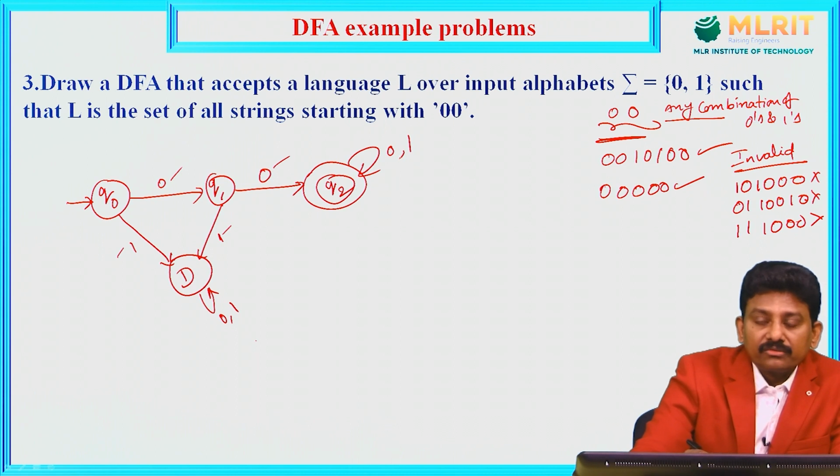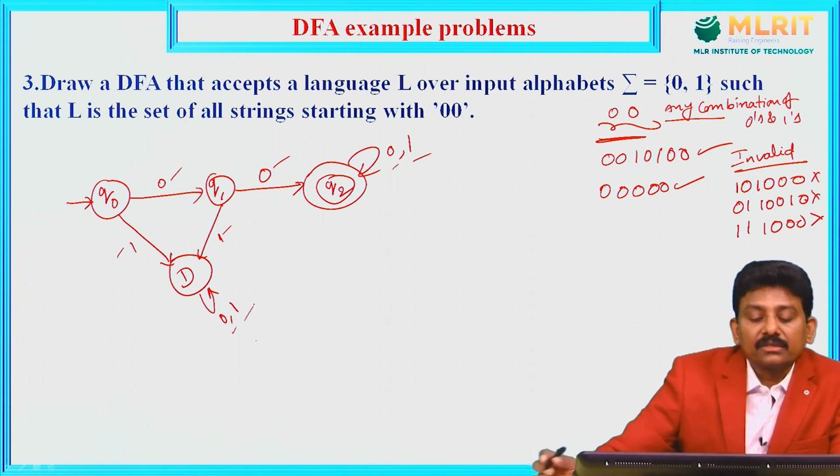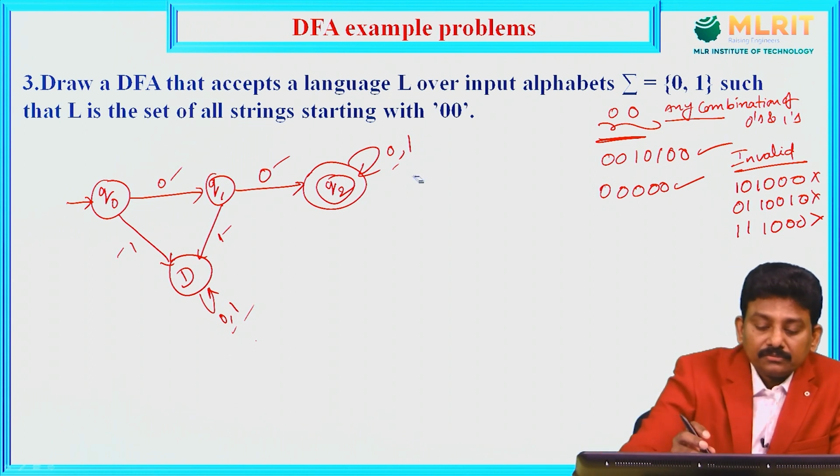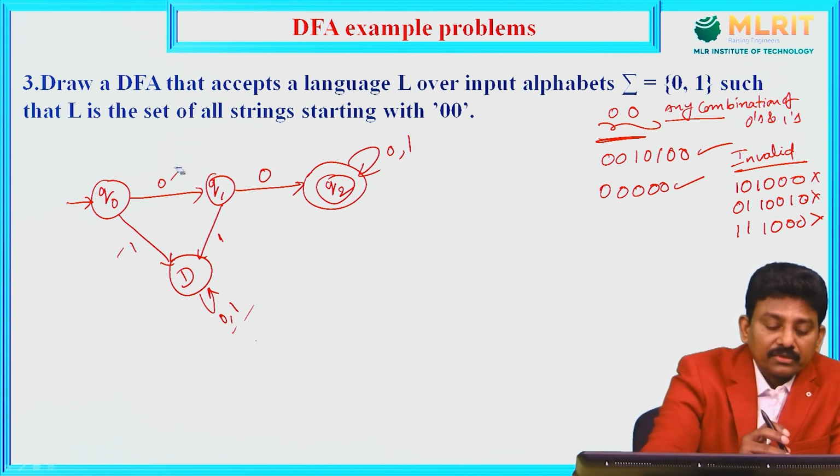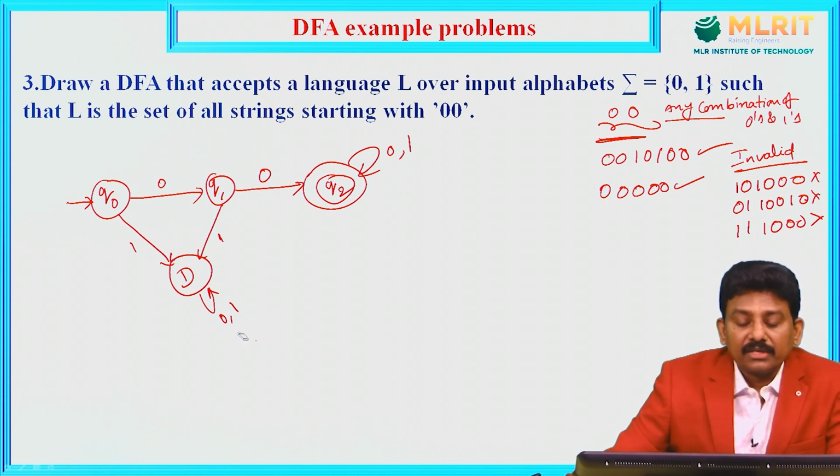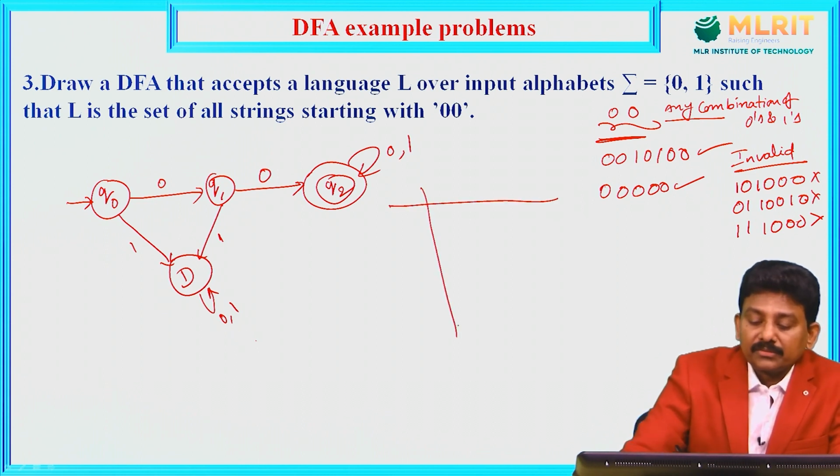For Q2, define transition for 0 and 1. For the dead state, we also define the transition for 0 and 1. So, this is the DFA diagram for the language over input alphabet 0, 1 such that L is the set of all strings starting with 0, 1. Transition diagram, transition table is like this: 0, 1.